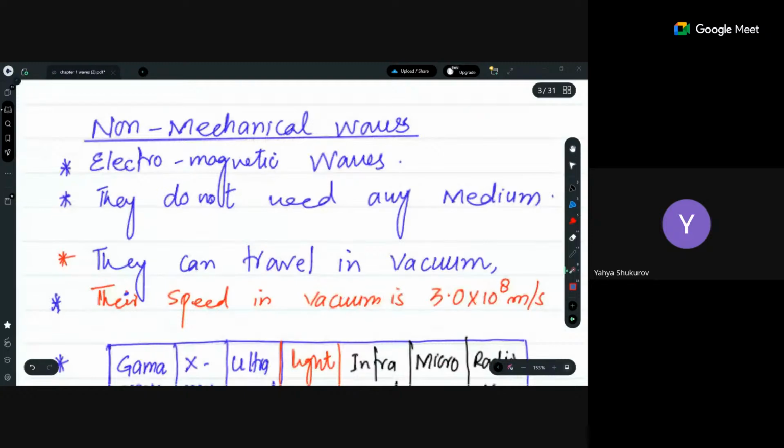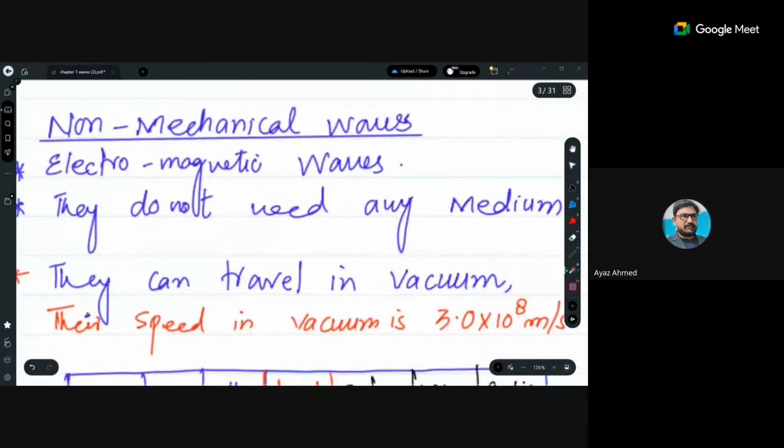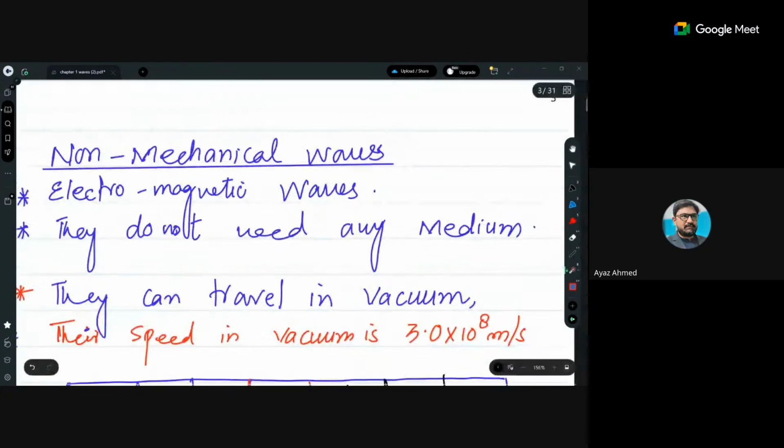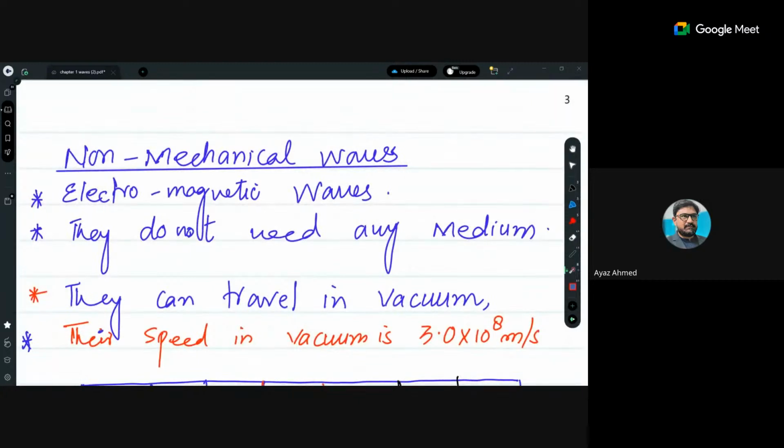Okay. Yes. The next is the non-mechanical waves. Actually, non-mechanical waves are classified as all electromagnetic waves, which are photons. Non-mechanical waves are electromagnetic waves. They do not need any medium. This is very important. They do not need any medium for propagation.